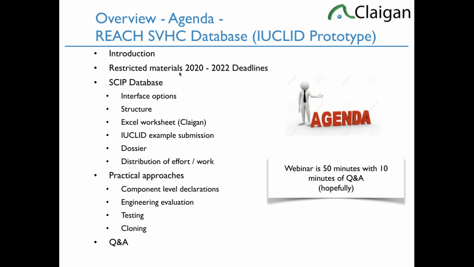We're going to talk about the interface options. We're going to talk about the structure of what you put in there, the Excel worksheet that we use, and then we're going to go through the worksheet and then an example IUCLID submission, so a SCIP submission, and the dossier that comes out of it. And we're going to talk a lot about the workload or distribution of work.